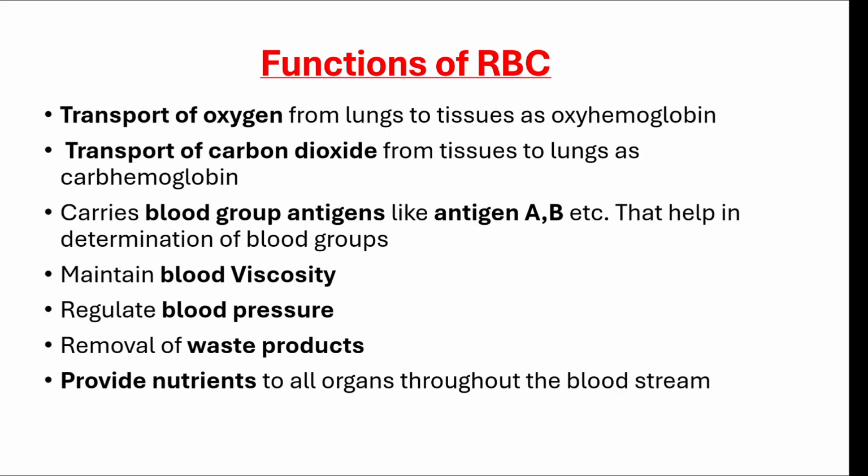Then functions of RBC. RBC's functions are similar to those of blood. Transport of oxygen from the lungs to the tissues as oxyhemoglobin and transport of carbon dioxide from the tissue as carbohemoglobin. Then it carries blood group antigens like antigen A, B that help in the determination of the blood groups. Maintain blood viscosity, regulate blood pressure, remove waste products, and provide nutrients to all the organs through the bloodstream.